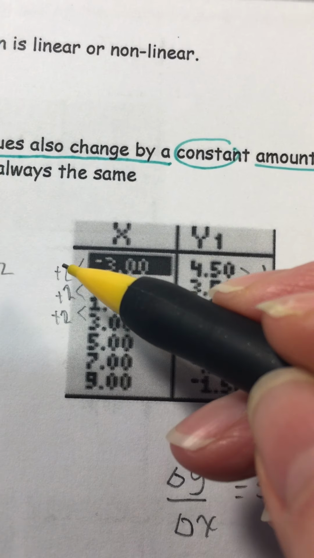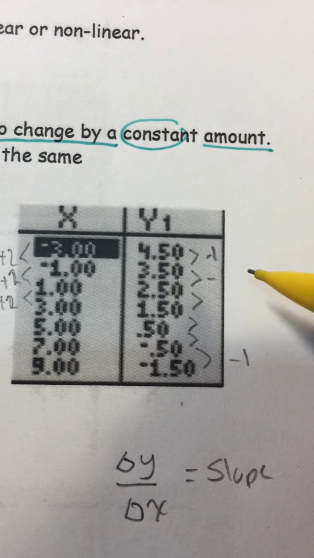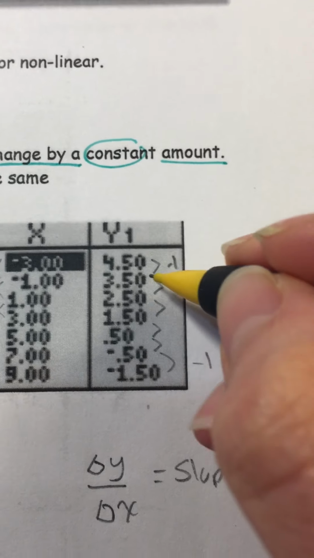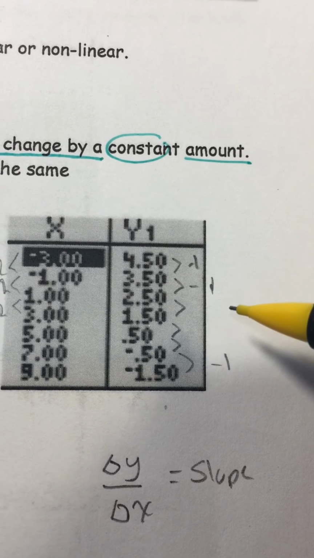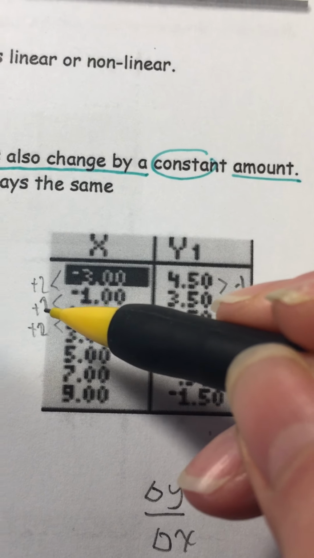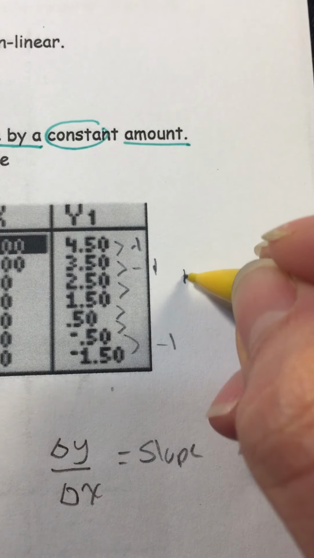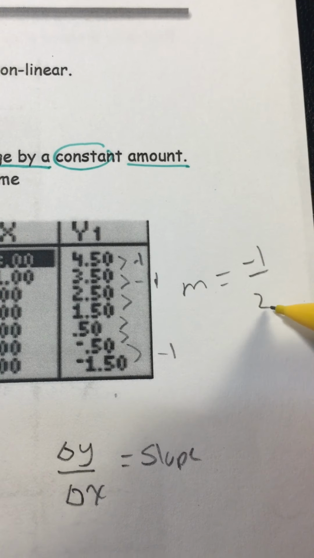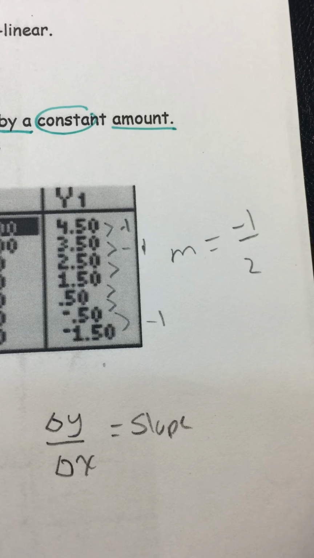This line here was a little different because this was changing. The first differences were always the same, and so we knew that this was a line. They were always -1. The difference in the y's was -1. The difference in the x's was 2. So the slope of this line was the difference in the y's over the difference in the x's. So its slope was -1/2.